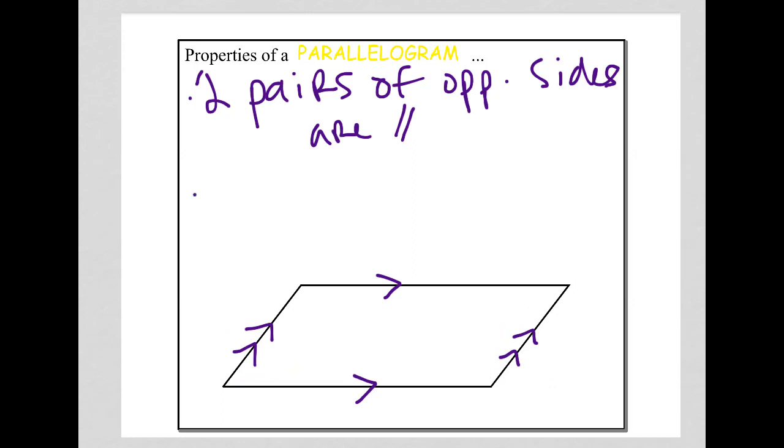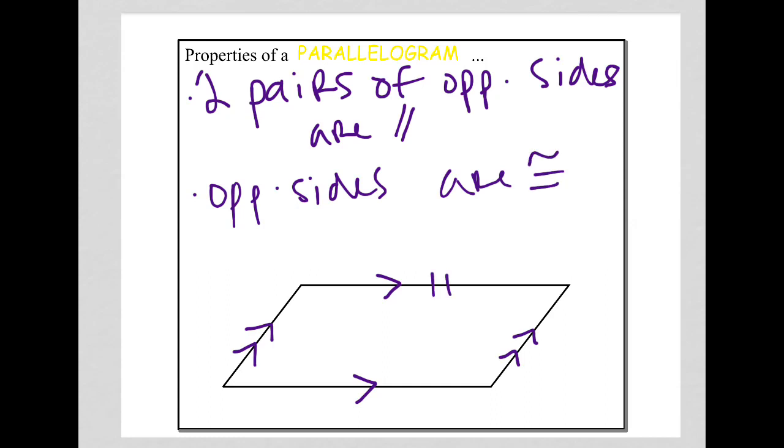Next, we have that the opposite sides are congruent as well. So again, we can mark our sides. This side is congruent to this side, and this side is congruent to this side. So two pairs of opposite sides are parallel and opposite sides are congruent. We also have that the opposite angles are congruent as well, meaning this angle is congruent with this angle, and this angle is congruent with this angle.